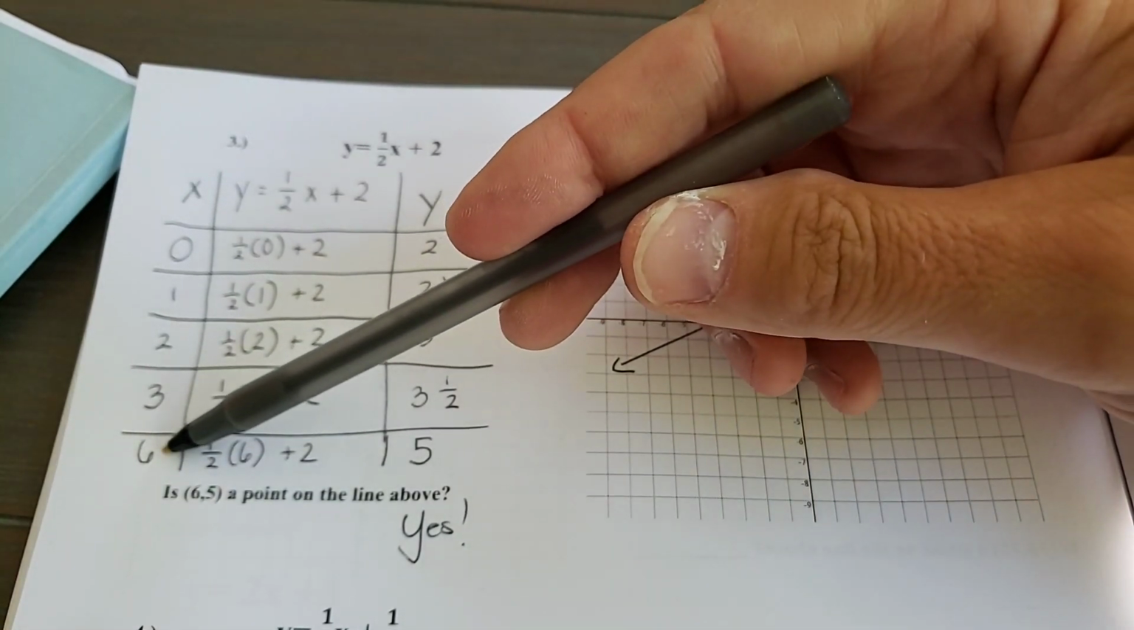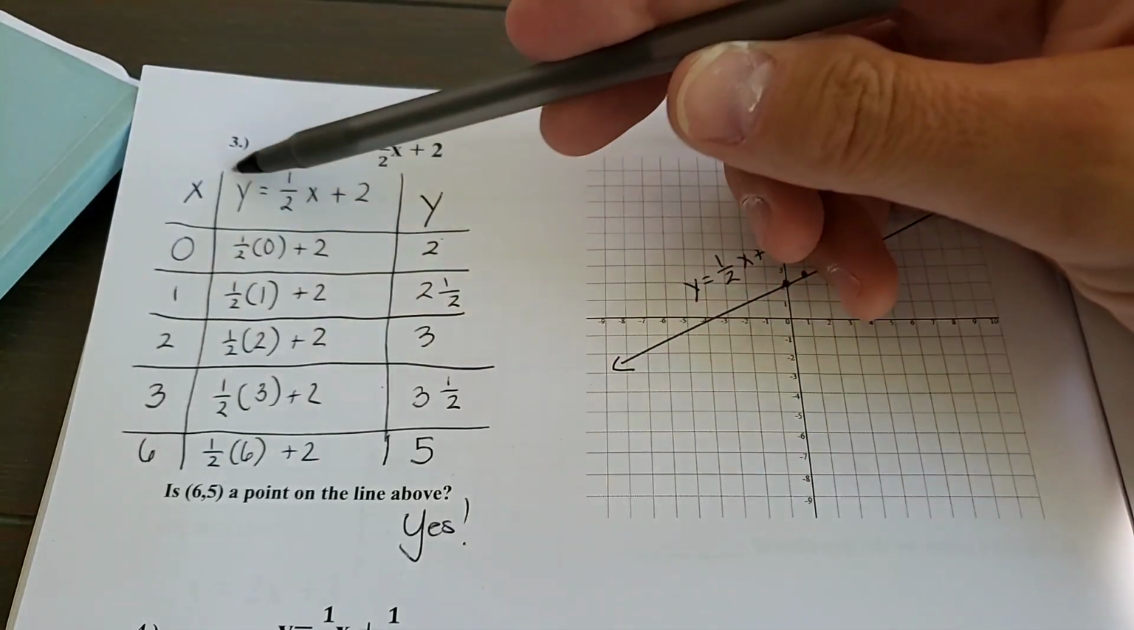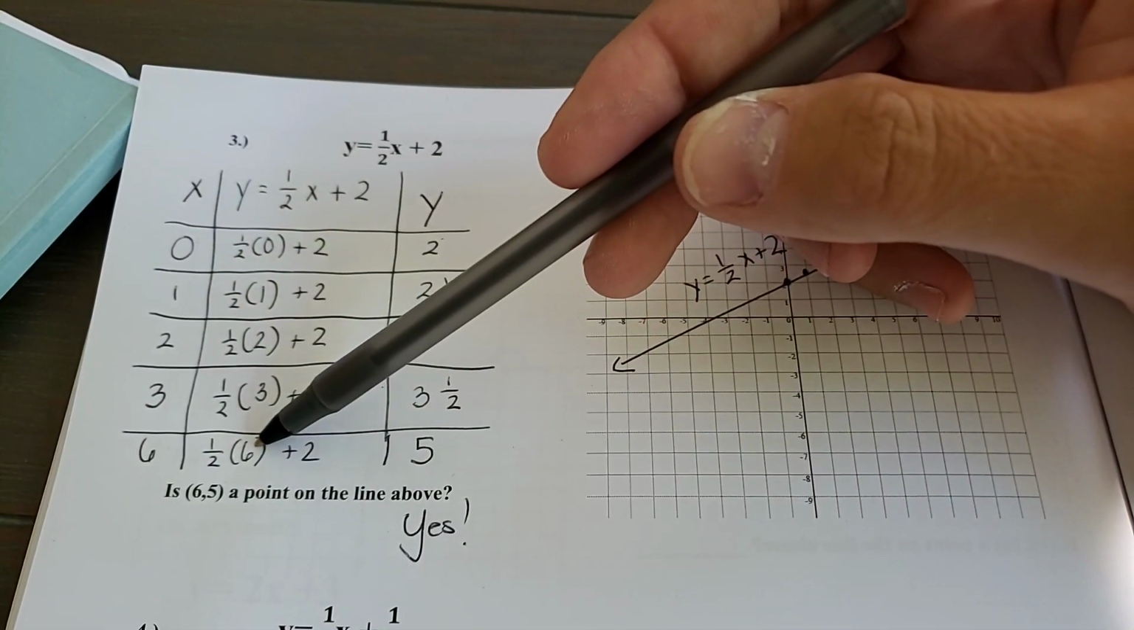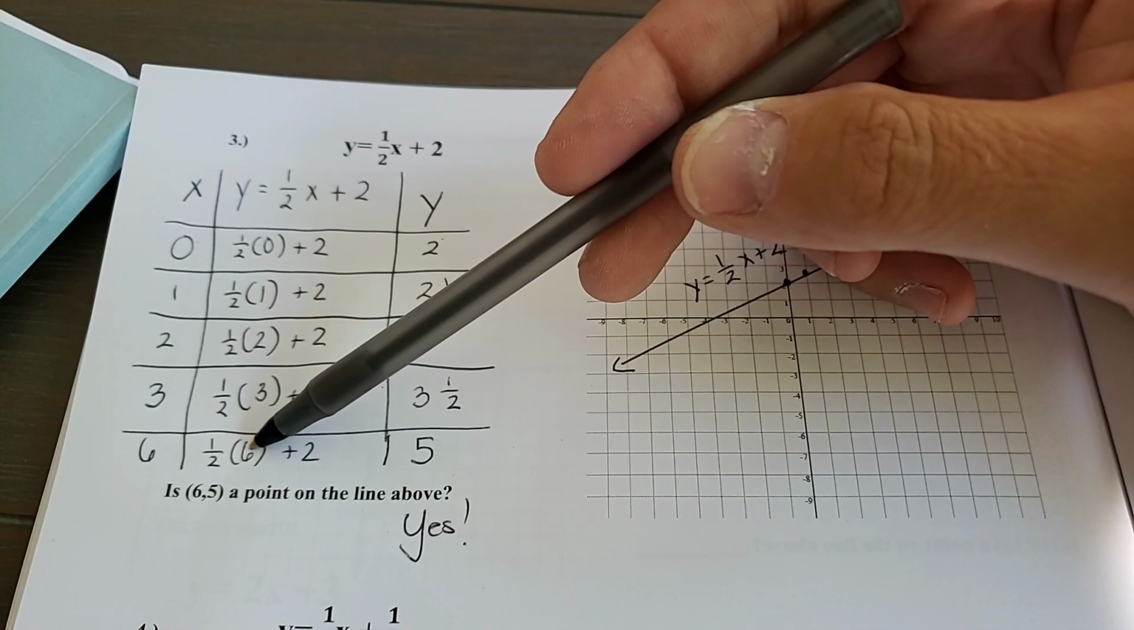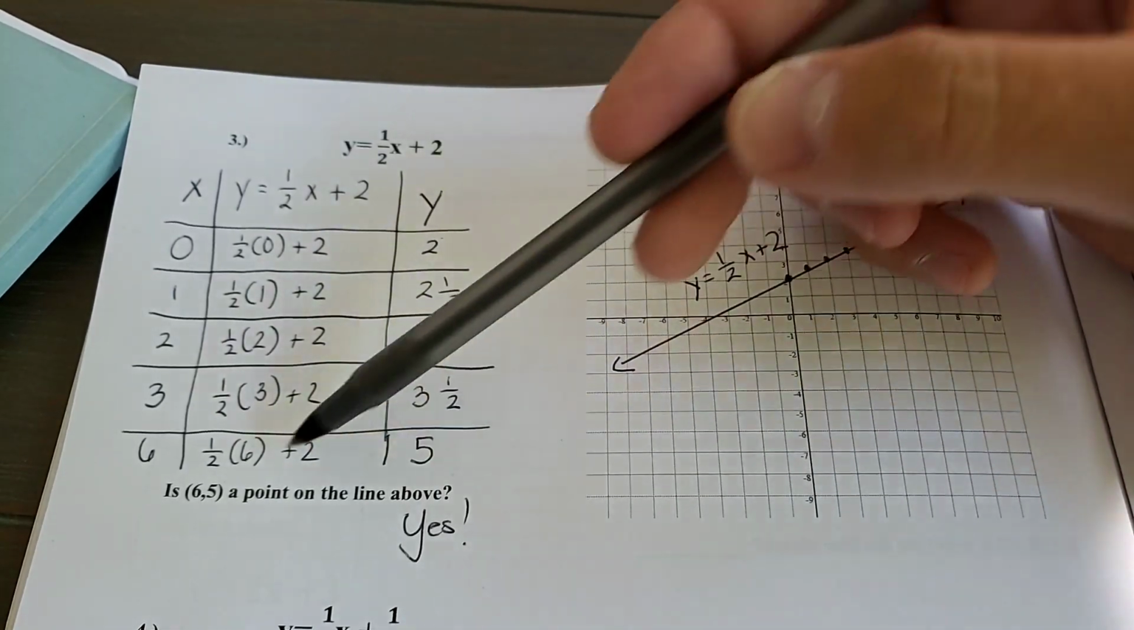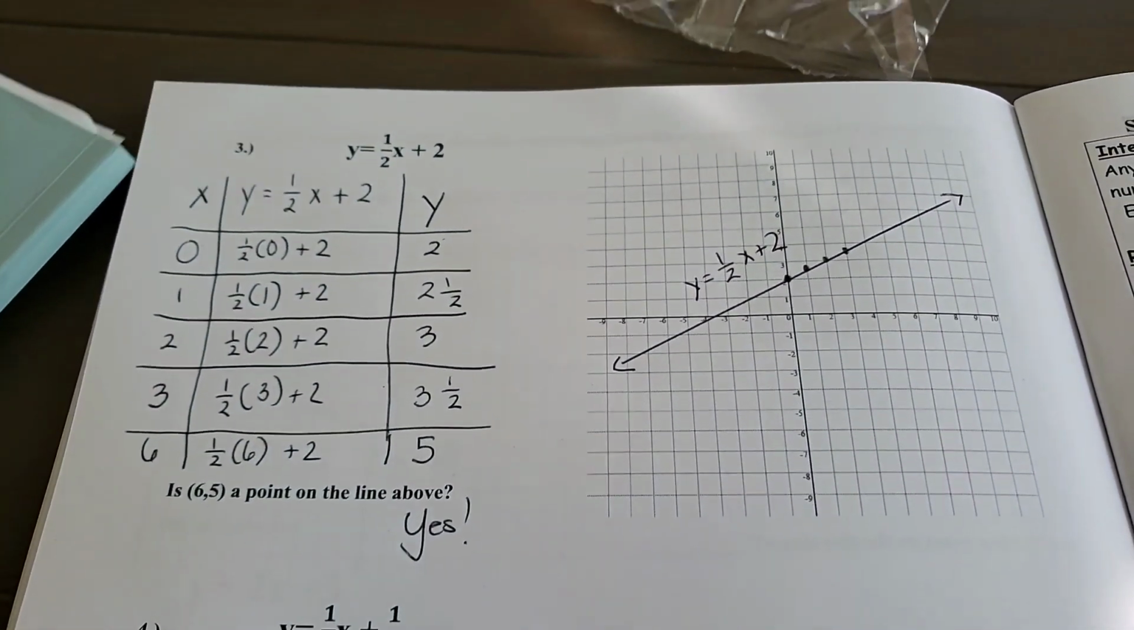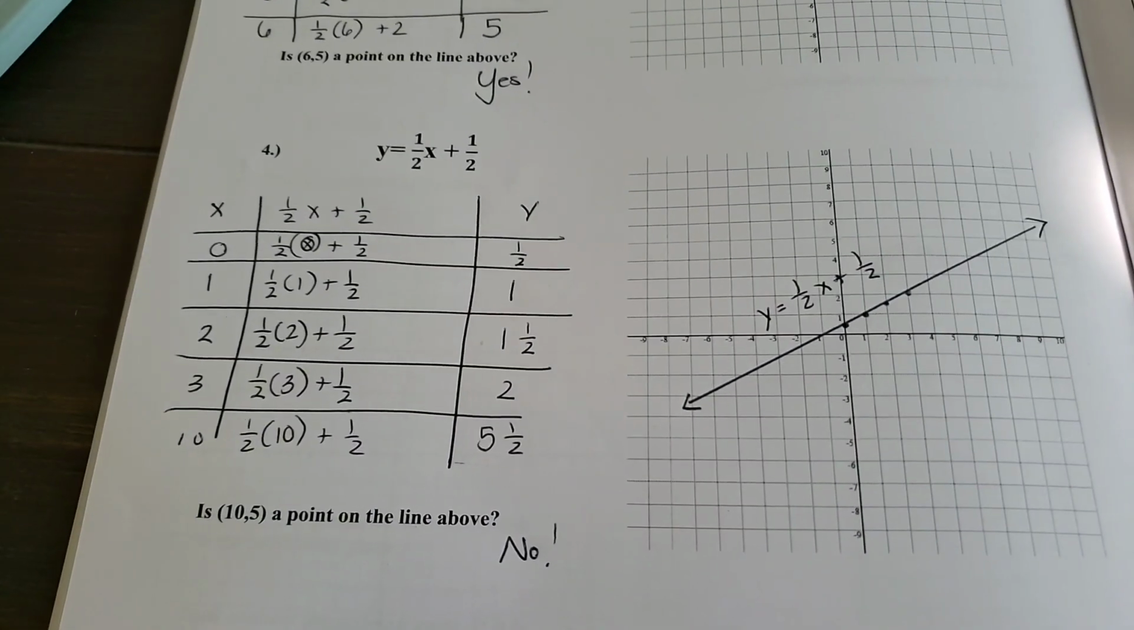So I go ahead and I throw 6 as my input for my X. Plug it in as an X. Half of 6 is 3. Plus 2 is 5. Yes, it is. All right. Let's go to the second question.